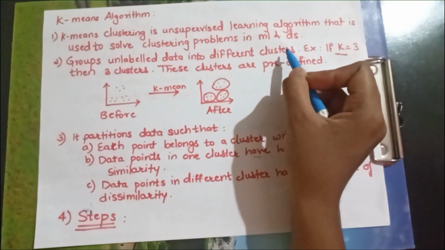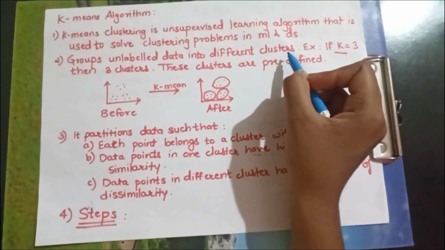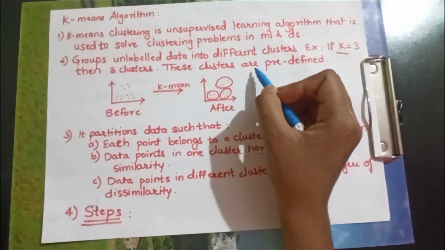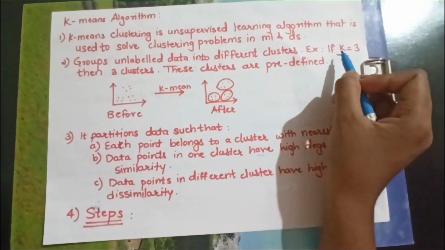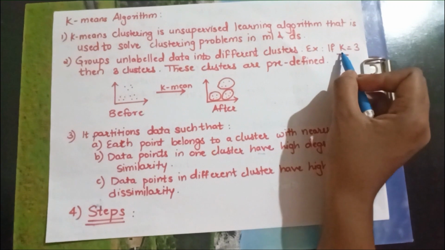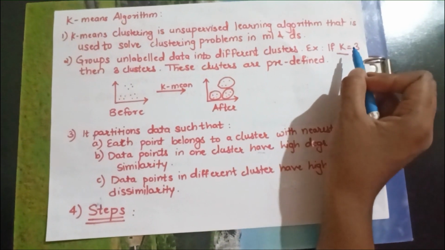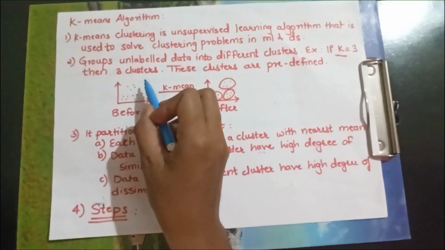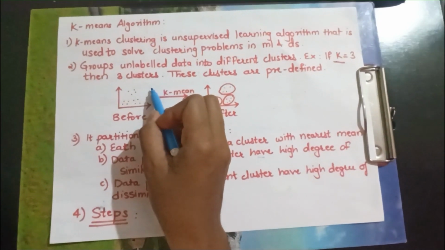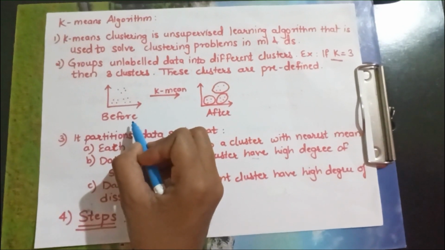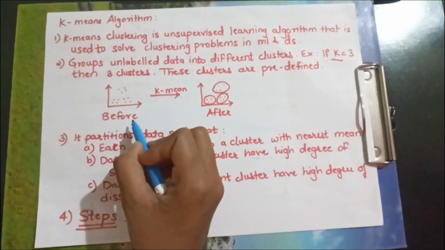Before starting with the K-means algorithm, we need to predefine the number of clusters used in this algorithm. For example, k defines the number of clusters. If k is equal to 3, there will be 3 clusters. If k is equal to 5, then there will be 5 clusters. With the help of this diagram, you can understand how the K-means algorithm works.